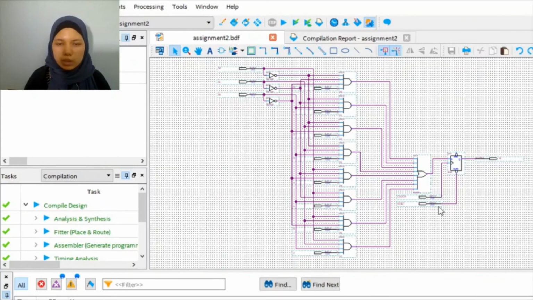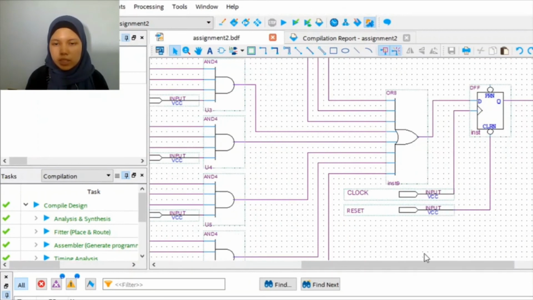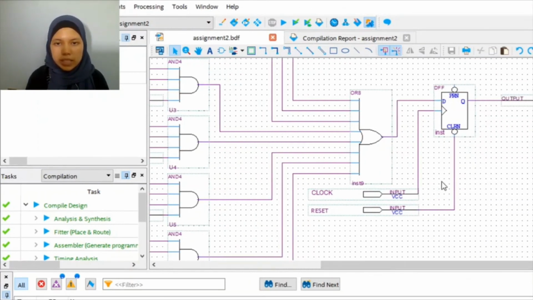Assalamualaikum. My name is Aqilah Azlan, and I'll be presenting the circuit design and simulation analysis. From our previous part, we have discussed the equivalent circuit of an 8-to-1 multiplexer. And here, the output of the multiplexer is connected to a rising edge D flip-flop, and will produce an output Q.